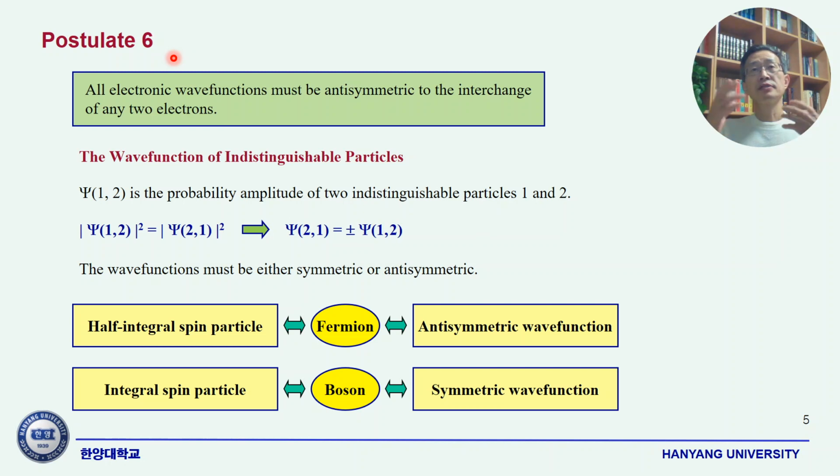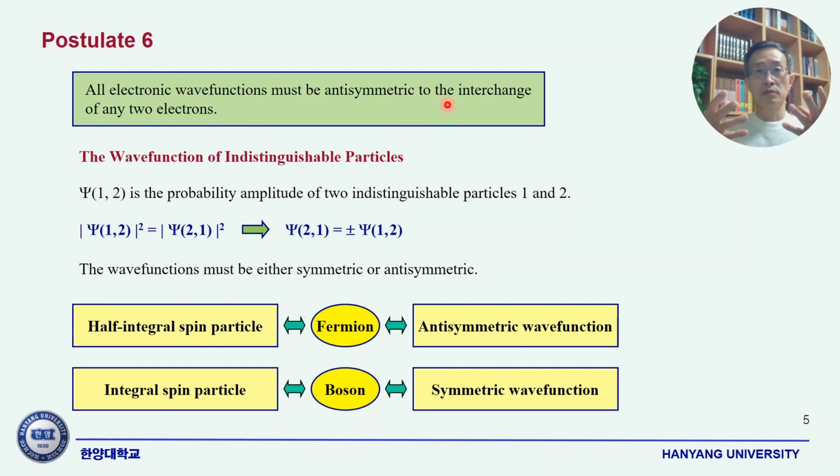Now, so we had five quantum postulates, and I'm going to add one. The sixth quantum postulate is here. Quantum postulate 6: all electronic wave functions must be antisymmetric to the interchange of any two electrons.